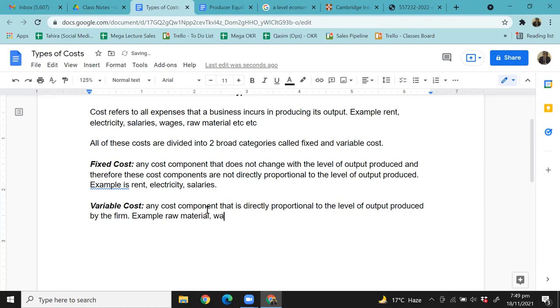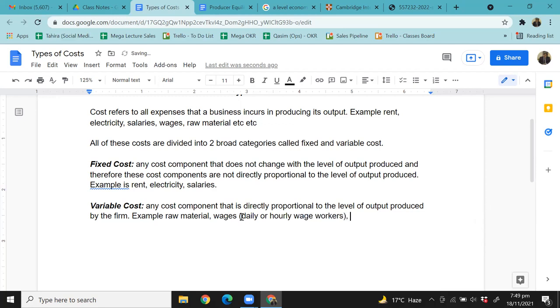Then there are wages. Sometimes you're using temporary workers who are on daily wages. The more output you produce, the more labor you hire, and the more labor you hire, the more wages you pay. Exactly, part-time workers or hourly wages. The more work that needs to get done, the more people you hire, and therefore the higher your wages. Daily or hourly wage workers.